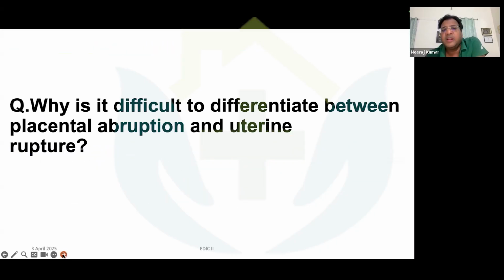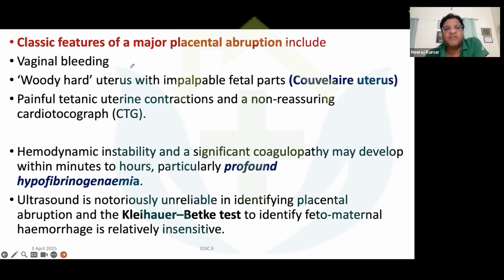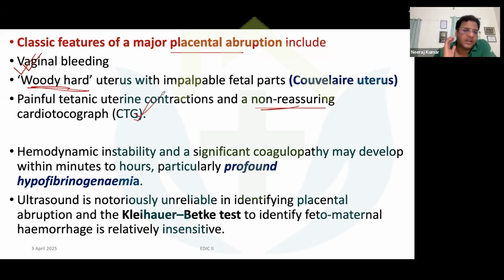Now coming to the next part: why it is difficult to differentiate between placental abruption and uterine rupture. In major placental abruption, the patient will present with profuse vaginal bleeding. When you touch the uterus, it will be a Couvelaire uterus, a woody hard uterus, and it is almost impossible to palpate the fetal parts. On doing a cardiotocograph, you'll get painful tetanic uterine contractions, and these are always non-reassuring.